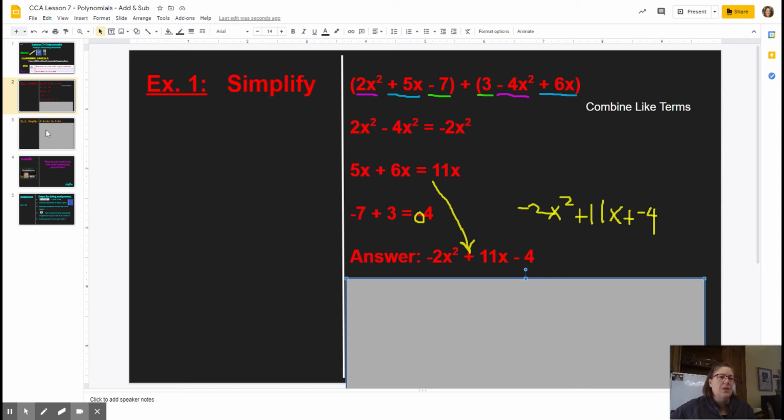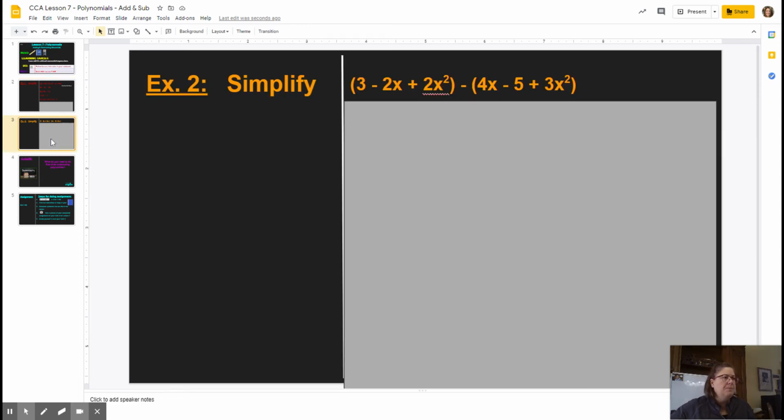All right, let's go to our second example. Again, we're going to simplify, so please take a moment and write that algebraic expression down, and then we'll walk through it just like we did the last example. So we've got 3 minus 2x plus 2x squared minus this quantity of 4x minus 5 plus 3x squared.